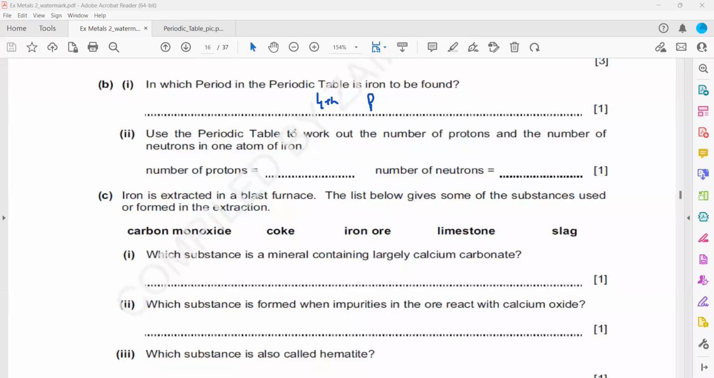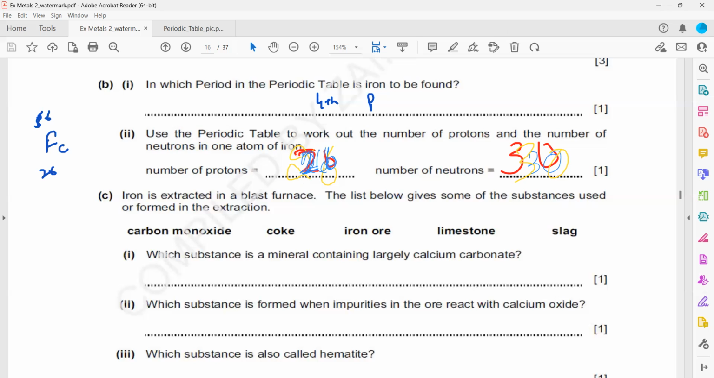Then you have to use the periodic table to work out the number of protons in iron. Iron is 26 and 56. So how many protons are there and how many neutrons are there? The number of protons is 26. For the number of neutrons, we just take the difference, 56 minus 26. So that is 30.